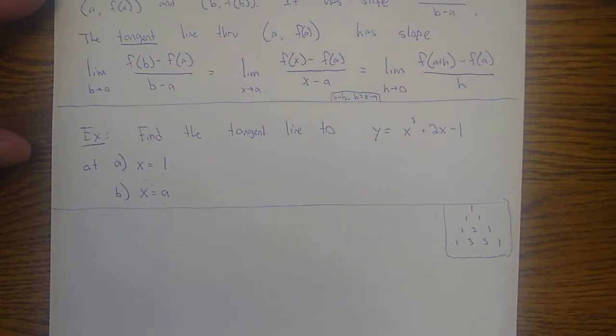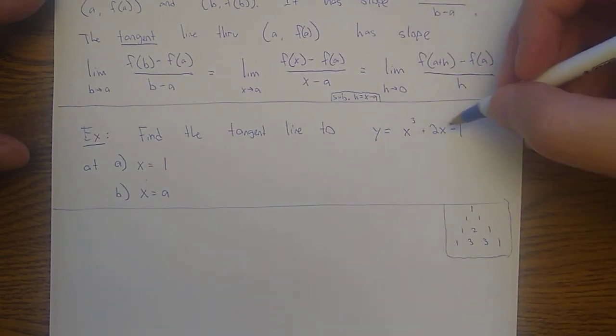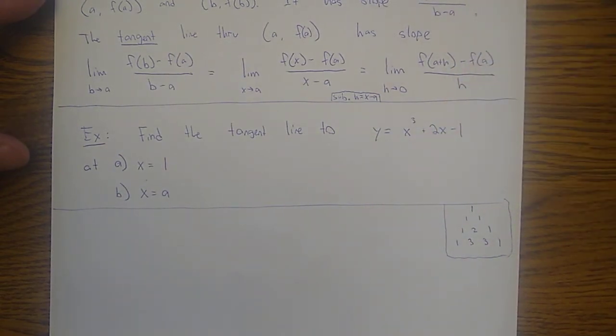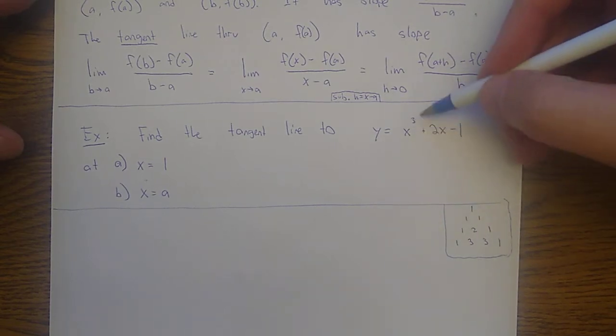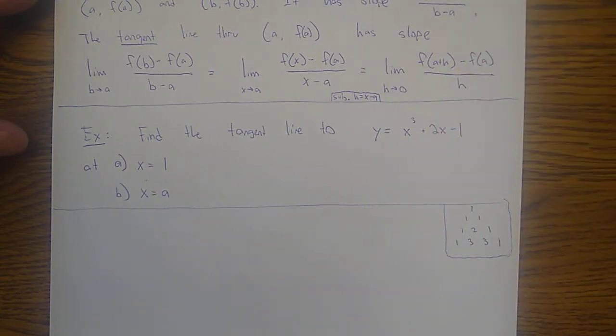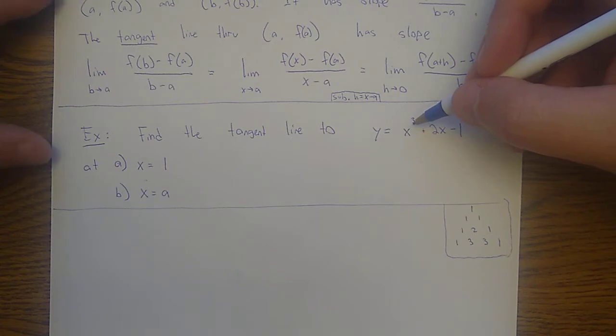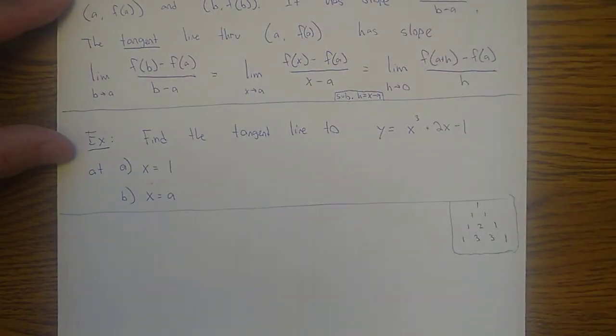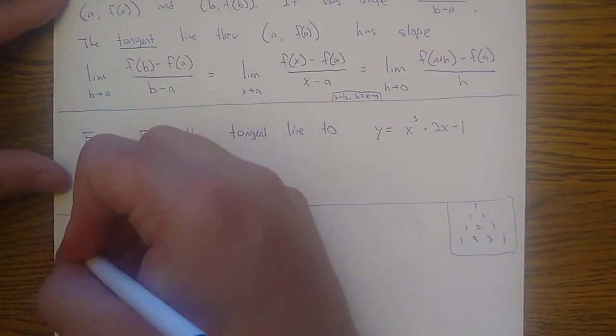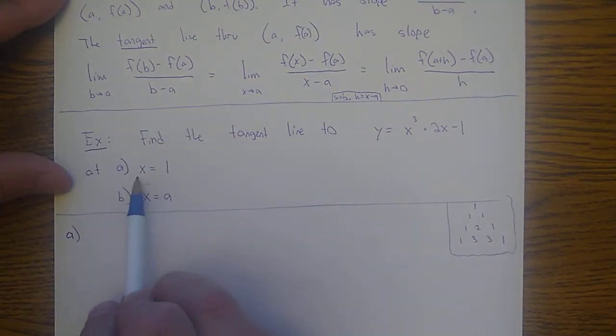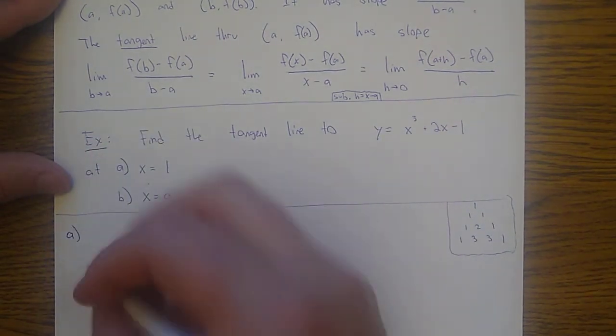So let's find a tangent line. And this isn't going to be a particularly easy one. I went straight to a function that has x cubed. X squared would be easier, but let's not be lazy, I guess. So let's find this tangent line. So part A is to do it at x equals 1.